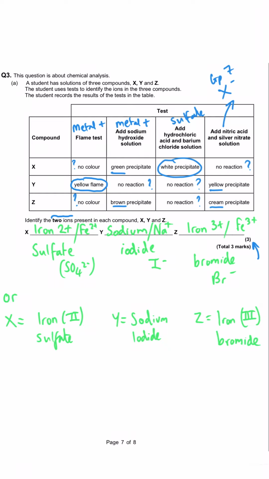And if you chose to, instead of naming the ions, you could actually name the whole thing, and you could call X iron 2 sulfate, Y would be sodium iodide, and Z would be iron 3 bromide. But just naming the individual ions is absolutely fine.